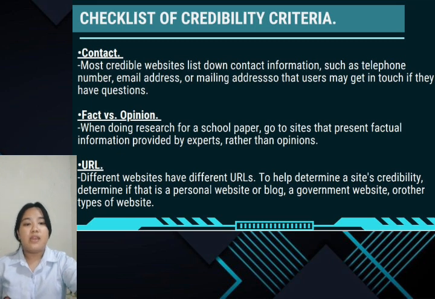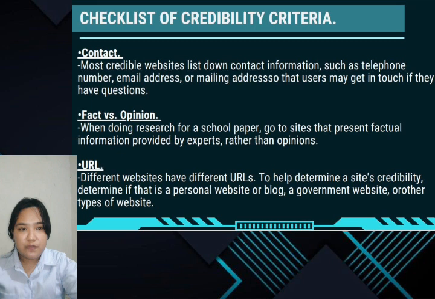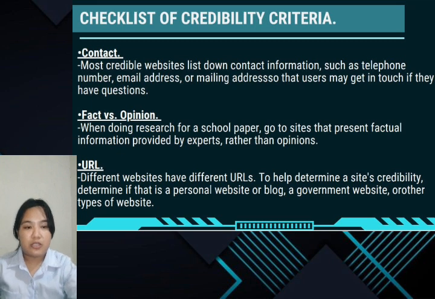Next is the fact versus opinion. So when doing research for a school paper, go to sites that present factual information provided by experts rather than opinions. The best way to find facts is to look for websites that provide information from experts in the field. These experts have studied the topic and can give you reliable information. So by sticking to fact-based websites, you will make sure your schoolwork is accurate and reliable.